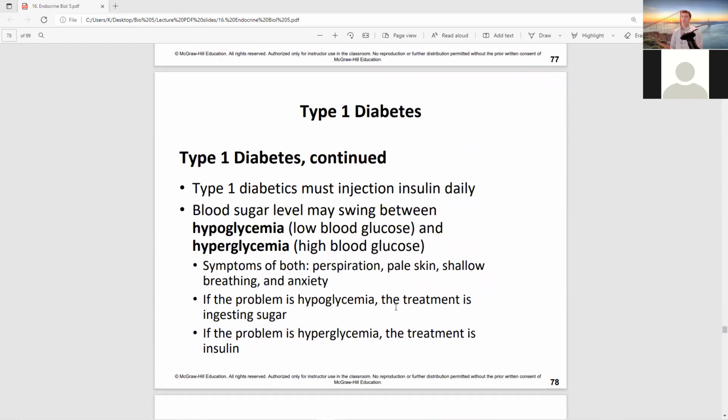Type 1 diabetics must inject insulin daily. Blood sugar level may swing between hypoglycemia, which is low blood glucose, and hyperglycemia, which is high blood glucose. Symptoms of both: perspiration, pale skin, shallow breathing, and anxiety. If the problem is hypoglycemia, the treatment is ingesting sugar. If the problem is hyperglycemia, the treatment is insulin.